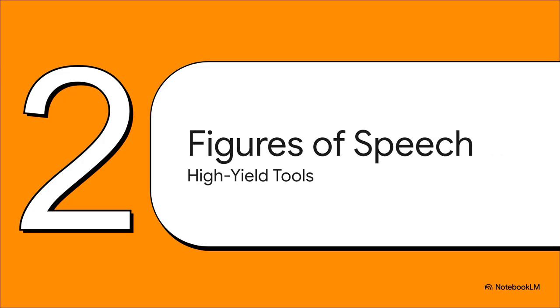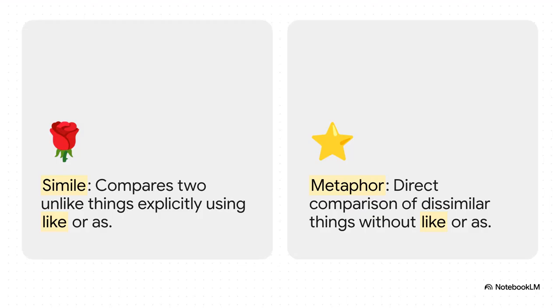Section 2, Essential Figures of Speech. Let's see how this builds from our broad syllabus map down into the specific, high-yield tools found in that literature terms section. And this brilliantly illustrates one of the most fundamental traps examiners love to set, mixing up a simile with a metaphor. A simile compares two completely unlike things by literally using the words like or as. For example, her cheeks were like roses. Cheeks and roses, totally different things, but tied together with like.